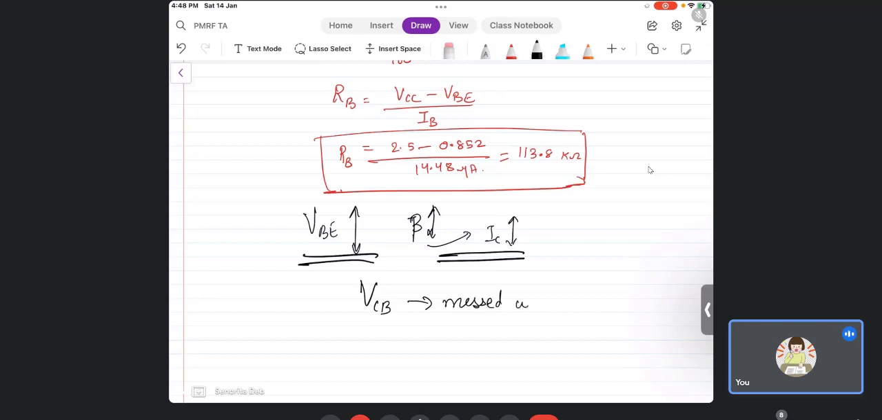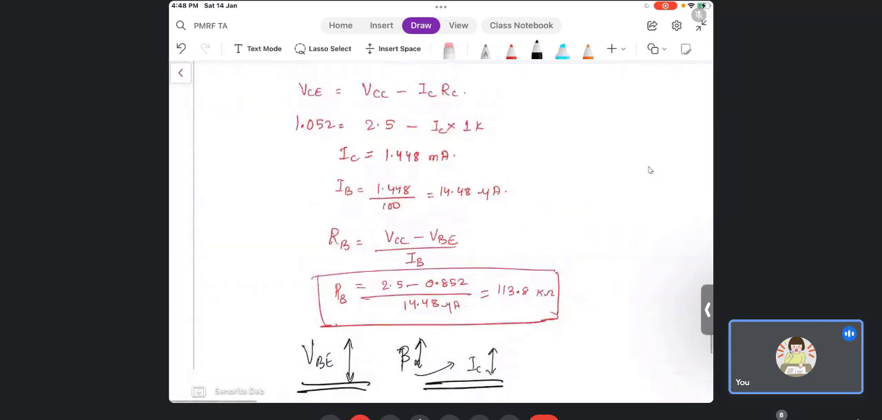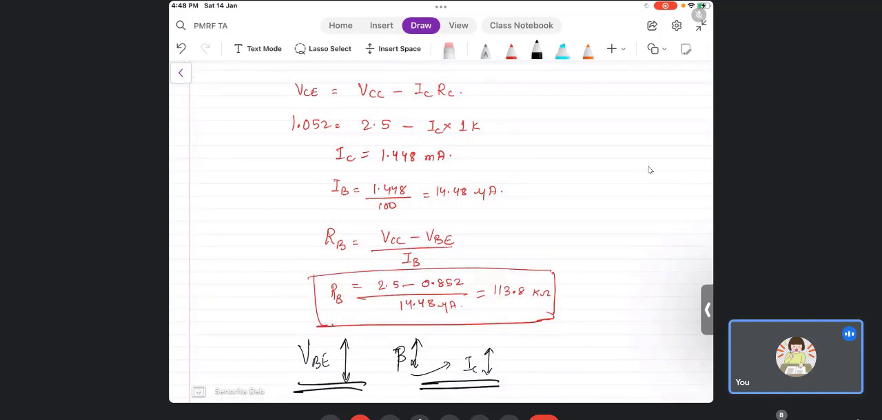We just saw that I need to increase the value of RB if I need a 200 millivolt drop. So if I keep everything constant and change beta, then IC changes, and if RB is fixed and IC changes, then IB also changes, and if IB changes, the variation is in VBE, right? And it will completely come out of your region of operation.